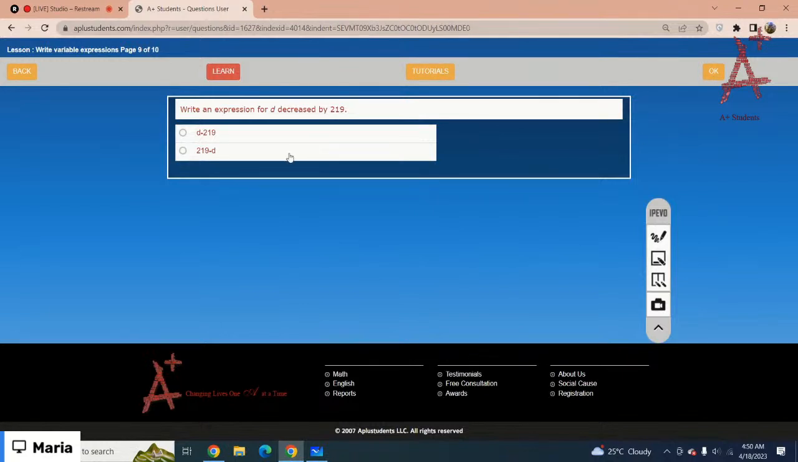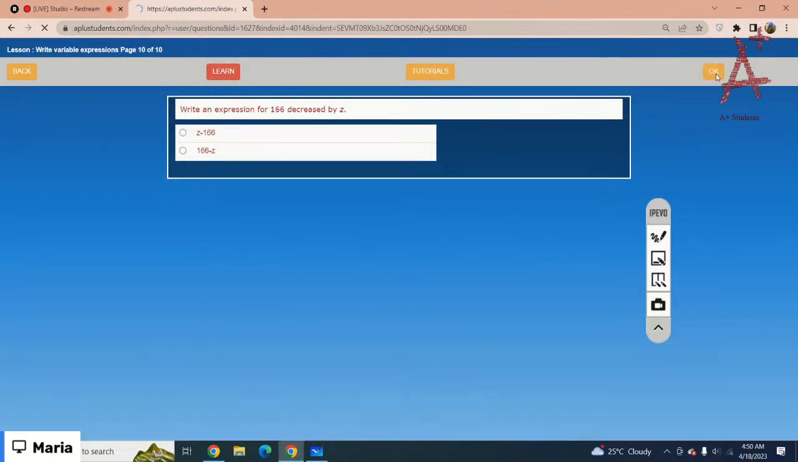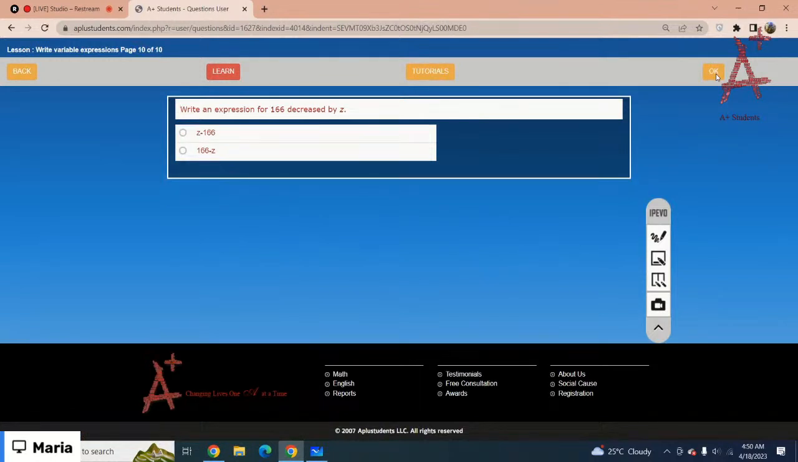Decreased by 219. That means D minus 219. Got it? Okay, the next one is write an expression for 166 decreased by Z. So which is the correct option?